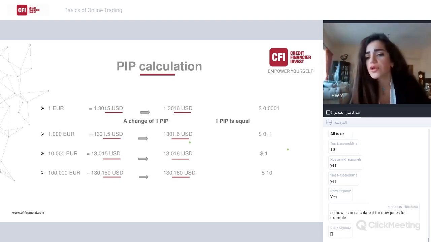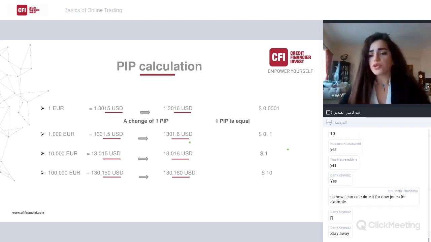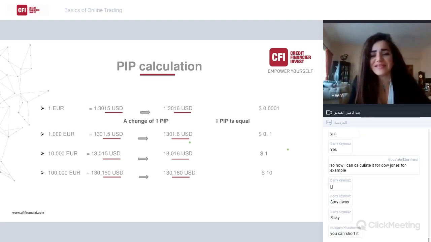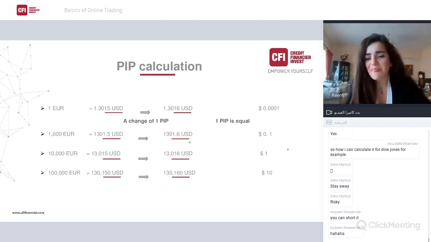We can also apply them on Tuesday. Why? You don't want to trade the Dow Jones? Don't worry, guys. We will talk about this more in detail on Tuesday. Risky, yeah. Yeah, it is risky. Right. Yeah, you can buy, you can sell.